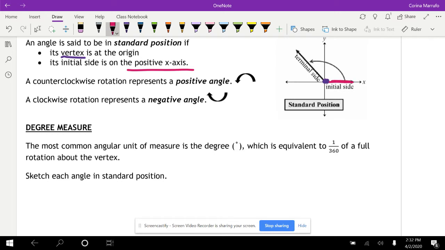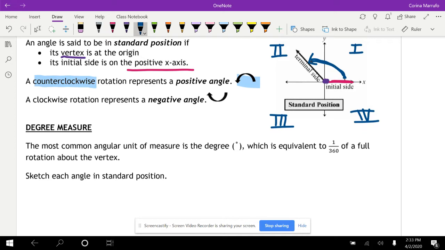So here's our positive x-axis. That's where we start. And in order for it to be a positive angle, we go counterclockwise. The same way that we number our quadrants, 1, 2, 3, and 4, is the same direction that the angles go when they are positive. So this is an example of a positive angle going counterclockwise.